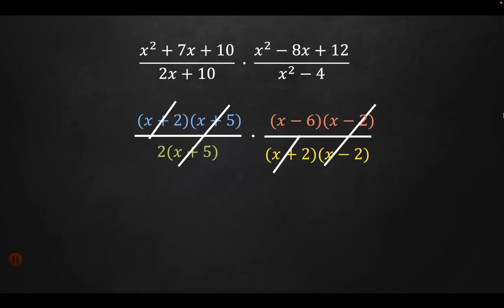Now we're going to go ahead and simplify. Let's see if we can do anything more with our fraction. I have x minus 6, and then I have a 2 on the bottom, and that's all that I can do, and so that's going to be my final answer.